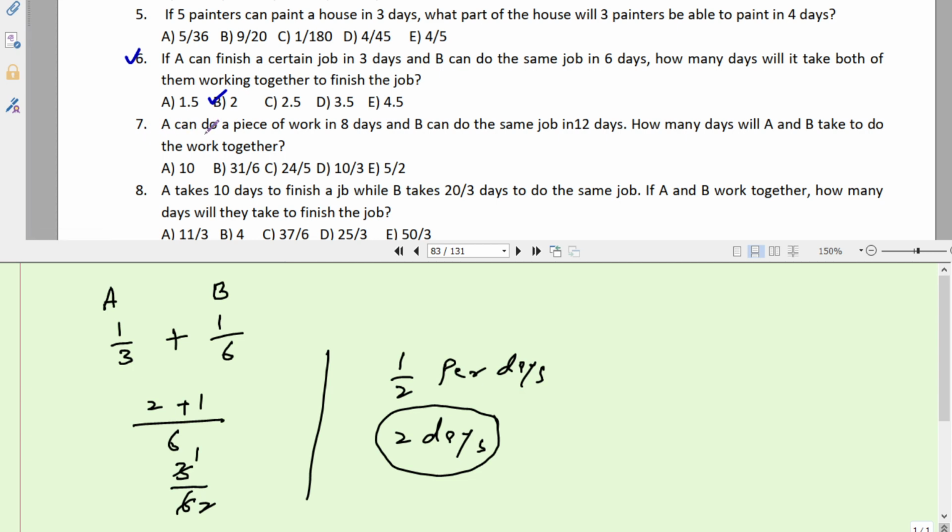Similar question, this 7. It says A can do a piece of work in 8 days and B can do the same job in 12 days. How many days will A and B take to do the work together? So again, 1/8 plus 1/12.